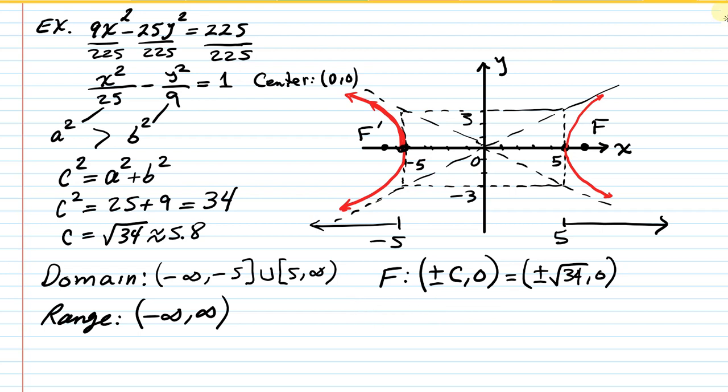And remember, square root of 34, we said this is about 5.8. So that's what this is. One focal point is square root of 34, 0. The other one is here, negative square root of 34 comma 0.